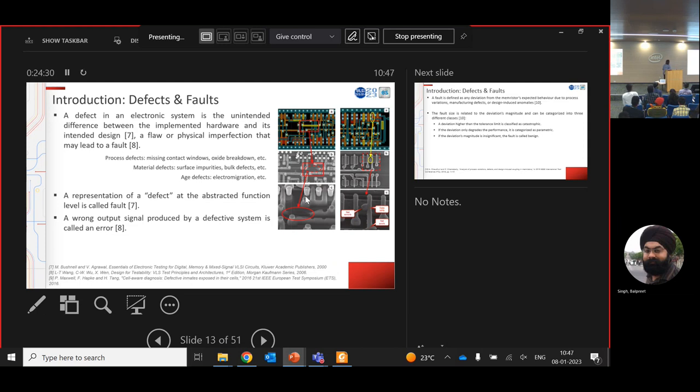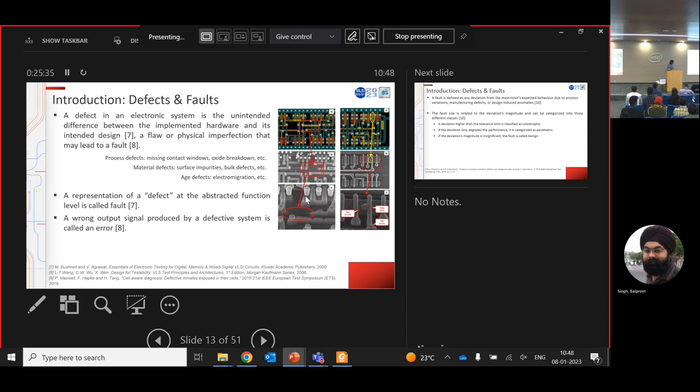A fault is a representation of a defect at an abstracted functional level. So this defect can be there and maybe you are going to have some kind of fault, or this defect can be there and maybe you are not going to observe any faulty behavior at logic level. Usually, depending on the size of the defect, you can have a parametric fault, which means that you don't observe any functional misbehavior. If you have a logic gate, you are going to observe the correct behavior at the output, but you have some parametric deviations, like a bigger current consumption or some other electrical deviation. This can be the indication of some problem related to lifetime, for example. So you don't have a functional fault, but you have a parametric fault.